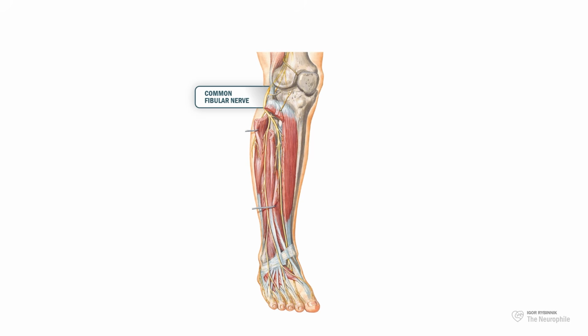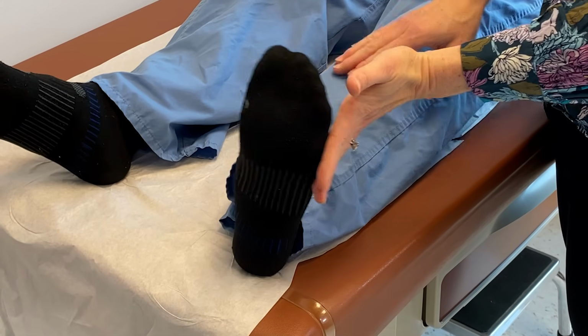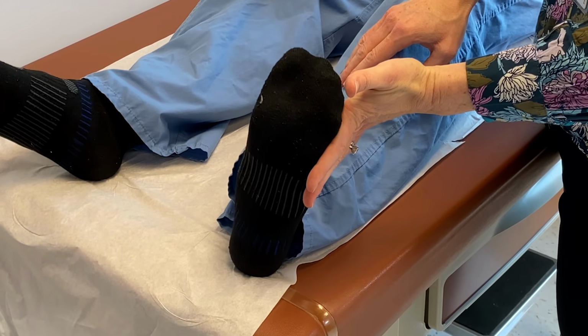Let's turn the leg around and take a look at the front. The anterior compartment is ruled by the other branch of the sciatic nerve, the common fibular nerve. It wraps around the head of the fibula, just below the knee, and then splits into a superficial branch, the superficial fibular nerve, and a deep branch, the deep fibular nerve. The superficial fibular nerve innervates the fibularis longus and fibularis brevis. These muscles of lateral compartment evert the foot, that is, they turn the sole outward. For ankle eversion, you want to have the person push against your hand on the outside.